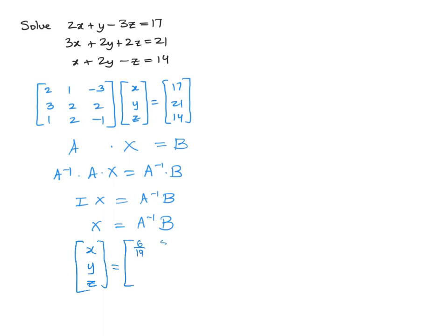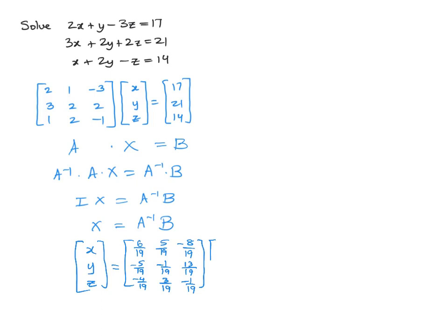6/19, 5/19, -8/19, -5/19, -1/19, 13/19, -4/19, 3/19, -1/19. That's what the calculator gave me.